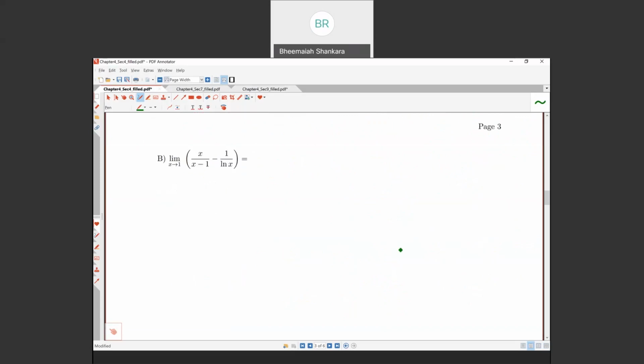In the next example, you have a difference of two fractions where each fraction is a rational expression, and one is with the ln curve, the natural log of the function. So you want to first know what the natural log function graph looks like. It passes through the point (1, 0), and it gets as close as possible to the y-axis, but it will not touch the y-axis.